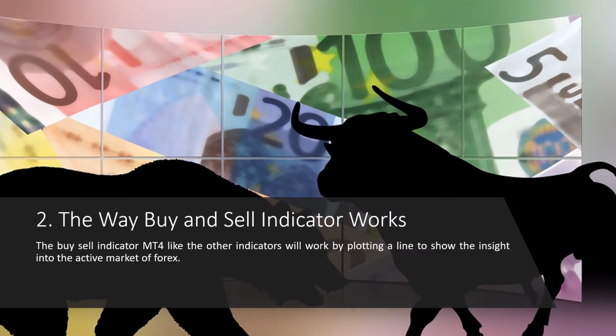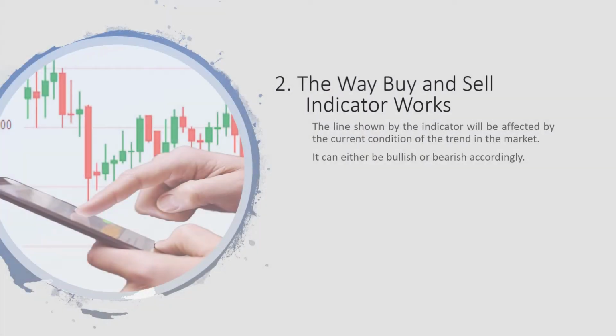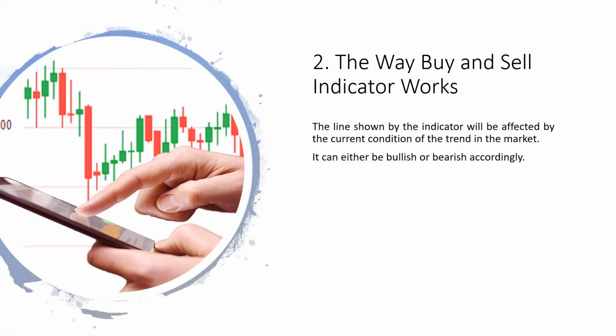2. The way buy and sell indicator works. The buy-sell indicator MT4, like the other indicators, will work by plotting a line to show the insight into the active market of Forex. The line shown by the indicator will be affected by the current condition of the trend in the market. It can either be bullish or bearish accordingly.